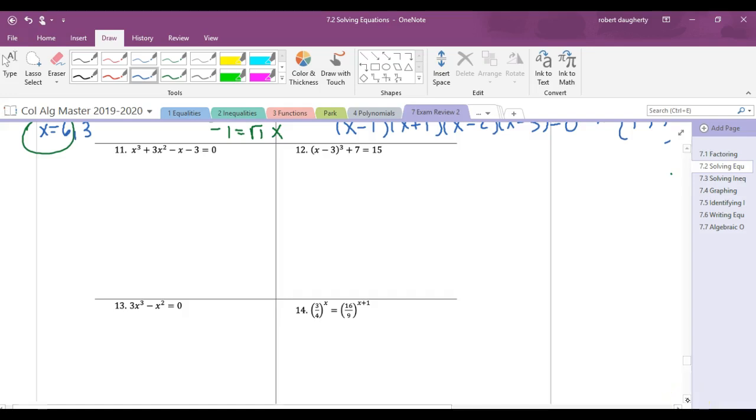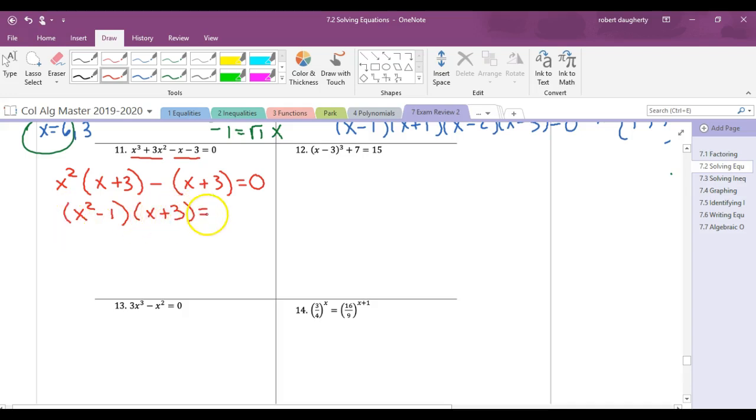I look at the next one. This is 4 terms. Let's see if it factors by grouping. Okay, so let's look at this. What can I factor out of the first 2 terms? It looks like x squared, and I'm left with x plus 3 minus, and it looks like x plus 3 equals 0. This is x squared minus 1 times x plus 3 equals 0. That's the difference of squares. X minus 1, x plus 1, x plus 3 equals 0. Therefore, x is equal to 1, negative 1, negative 3.